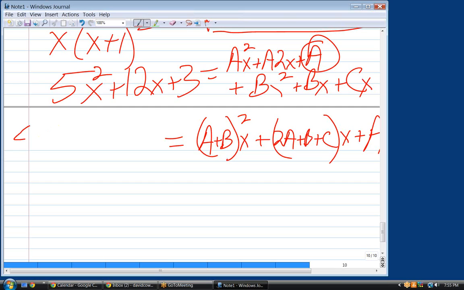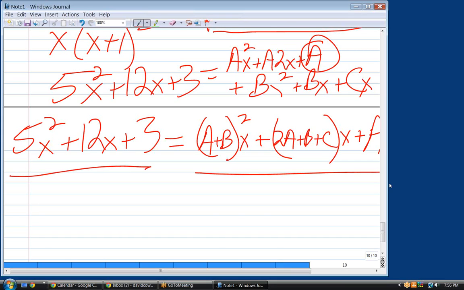That on the right-hand side is equal to this numerator on the left-hand side. What can I say about a plus b? In fact, what can I say about a? If this is equal to all of that, then this a has to equal this constant. a plus b has to equal 5, and 2a plus b plus c has to equal 12. You see why? All I'm doing is equating coefficients.